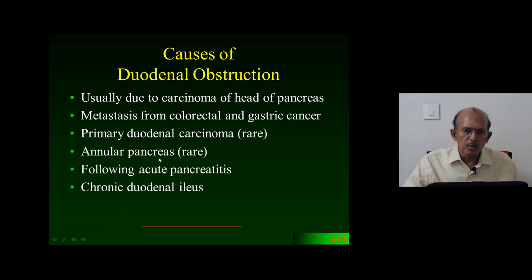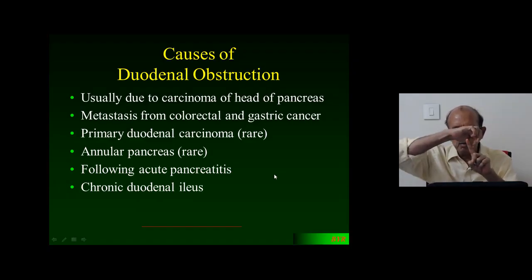And here you don't know about the annular pancreas, and you don't know about the chronic duodenal ileus. So what is this annular pancreas? That means it is a congenital anomaly. Normally, the pancreas should be within the curve of the C loop of the duodenum. But during development, pancreas develops from a ventral bud and a dorsal bud. So two buds will be there. On the ventral side there is one bud, and on the dorsal side there is one bud.